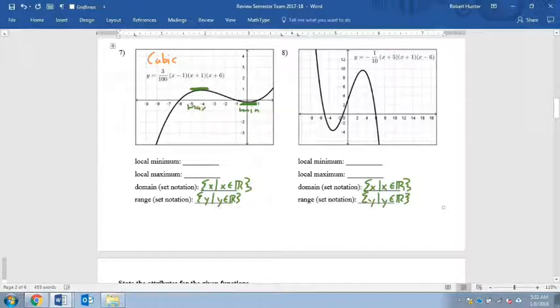Okay, so what I'm going to do is start off by sticking this in my calculator. Y equals 3/100, parentheses, I'm just typing it as it is. (X minus 1), parentheses, (X plus 1), parentheses, (X plus 6). Close, not times 6, plus 6. And graph it.